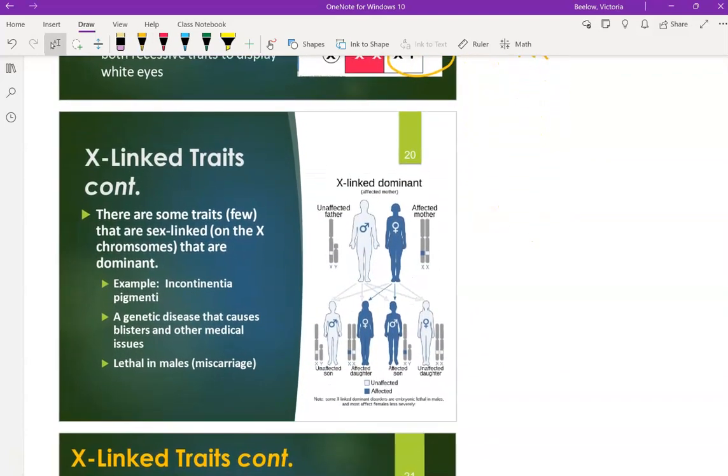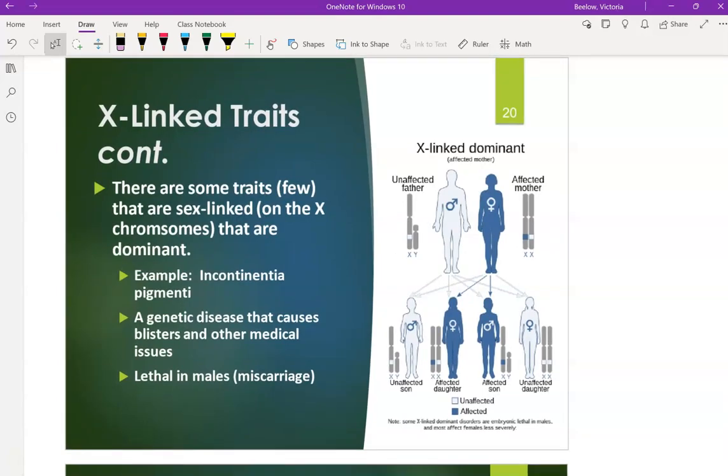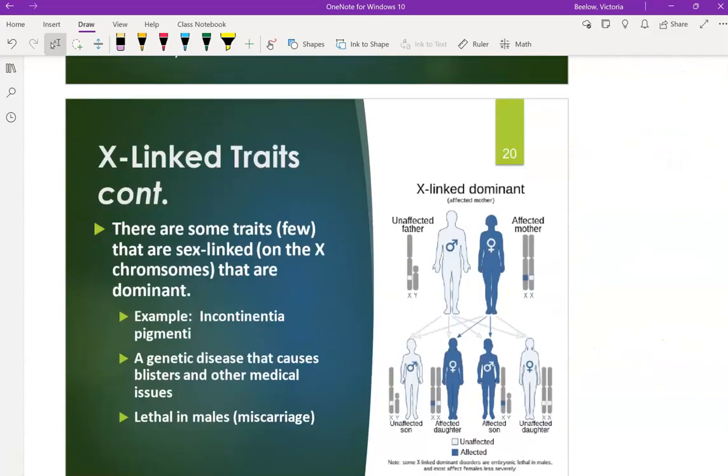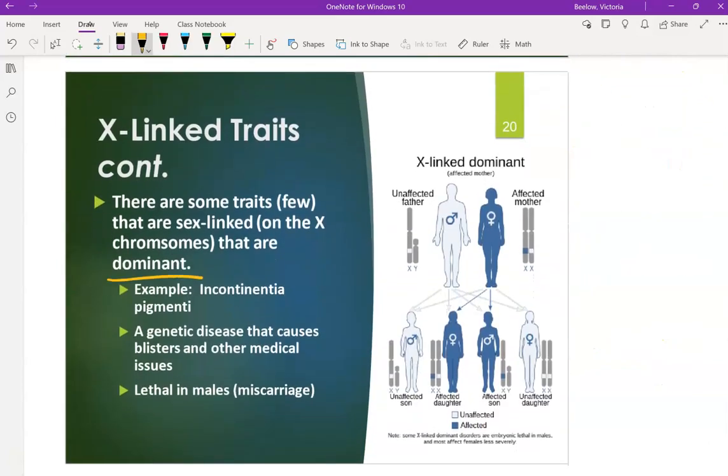So like I said, those were X-linked recessive traits, color blindness, and then eye color in flies. But like I said, there are some X-linked dominant traits. You'll have some questions on this in your homework. So for these traits, a female and a male, as long as either one of them has the capital letter, they would display the trait. So this one's more like kind of a 50-50 chance.